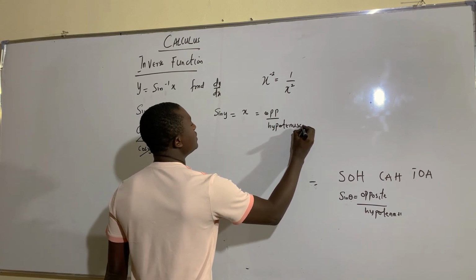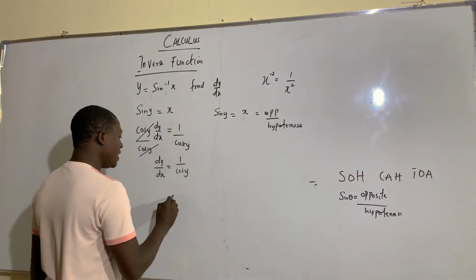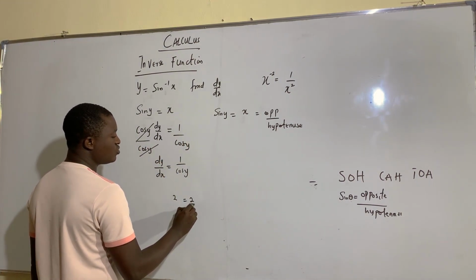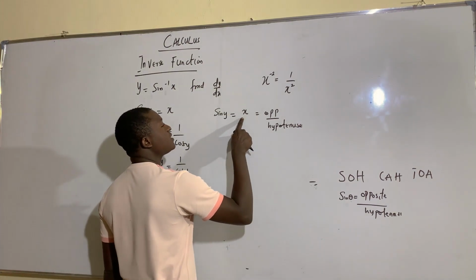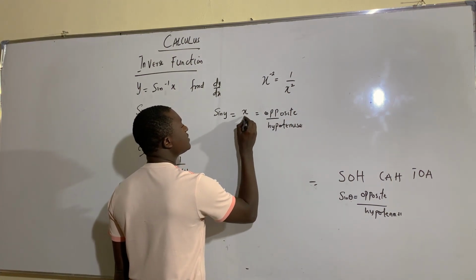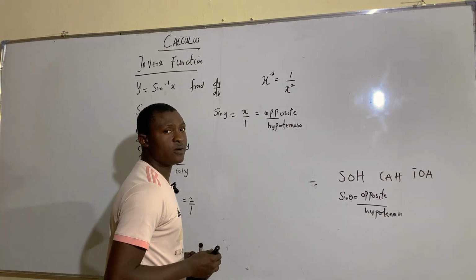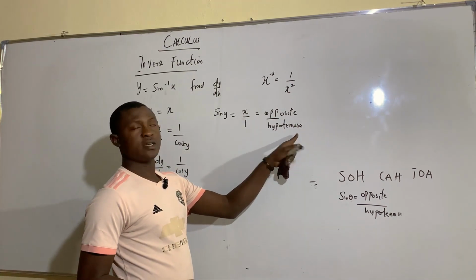So now the next step, you can see if I have 2, I can say 2 is nothing but 2 over 1. Is there any difference? Yeah. So that means if I have x now, okay, let's put this one down fully. I have ordinary x, which is the same thing as x over 1. So meaning the opposite is x and the hypotenuse is 1.